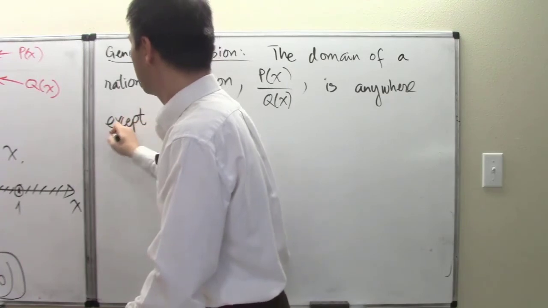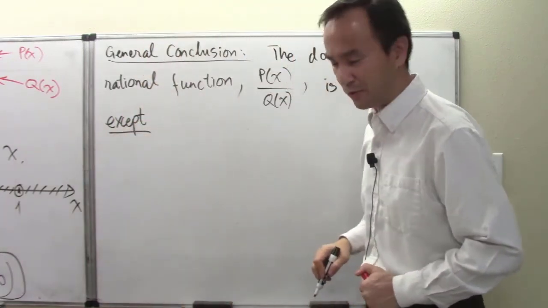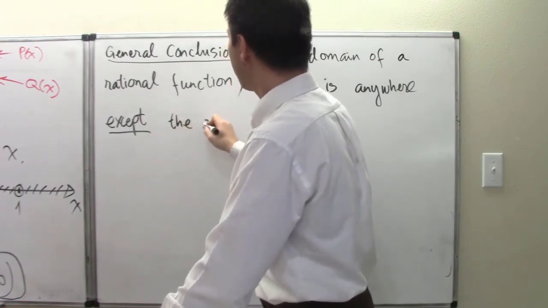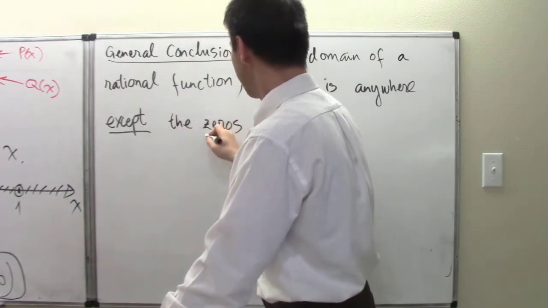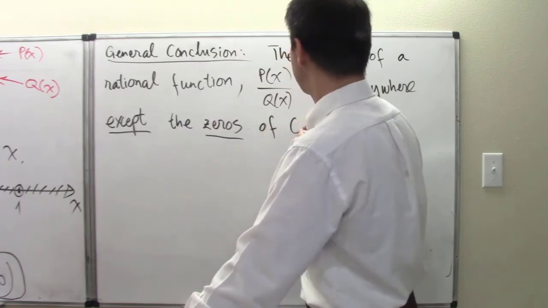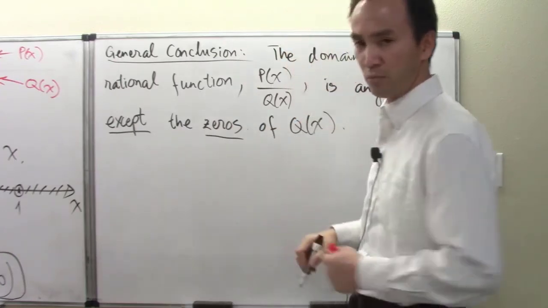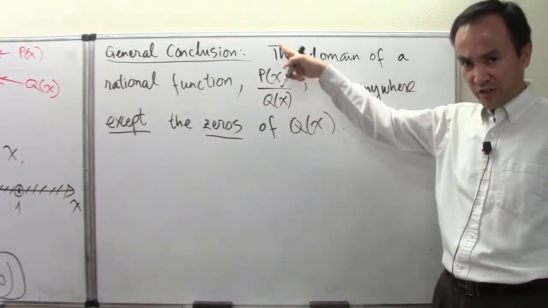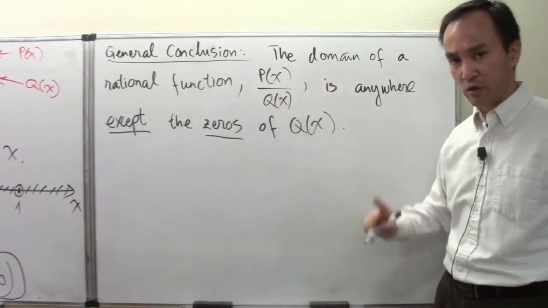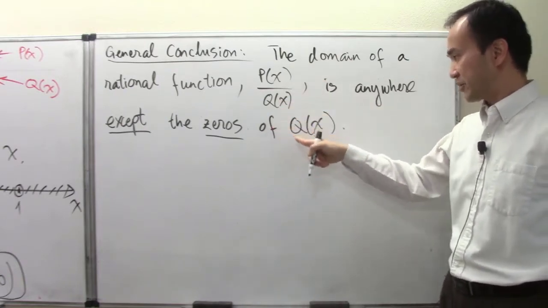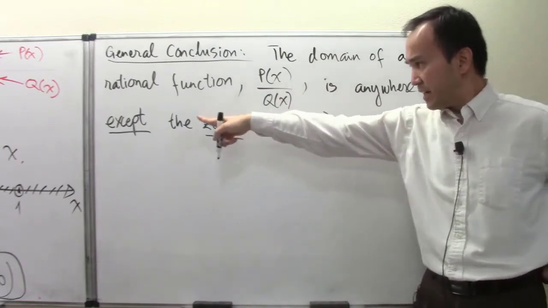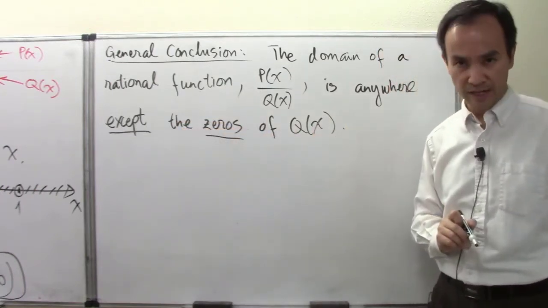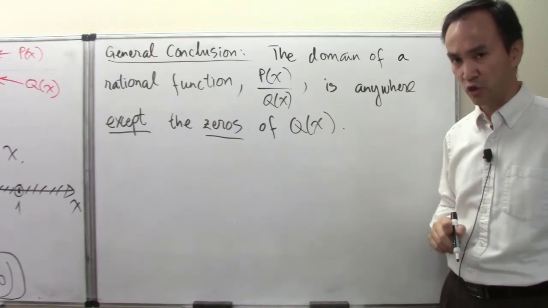So now underline that word except for me. The domain is anywhere except the zeros of q of x, because q of x is our denominator. So assuming our rational function is in that form already, a p of x over a q of x, then the domain is simply any x value anywhere except the zeros of q of x. And that's how we tackle the domain.